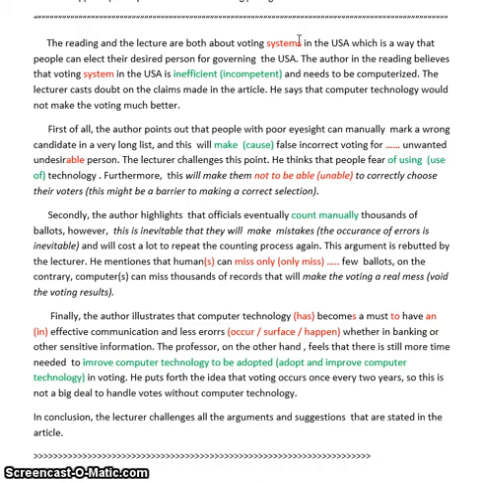For now, I'm going to leave this as plural, but it's your choice if you want to use it as plural or single. If it is going to be single, we need to have an article. Are both about voting systems in the USA, which is a way that people can elect their desired person for governing the USA. The author in the reading believes that voting systems, similar to what we had before, in the USA, so then if it's systems, the verb is going to change, are inefficient.